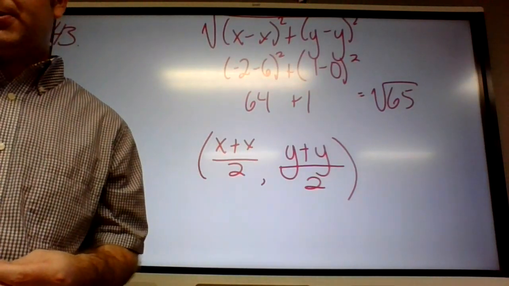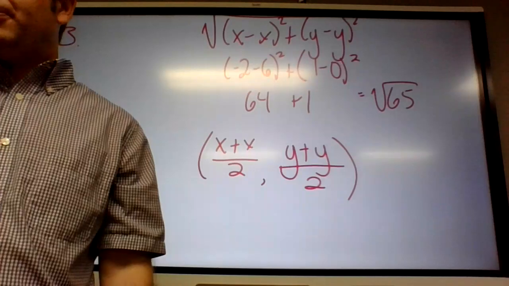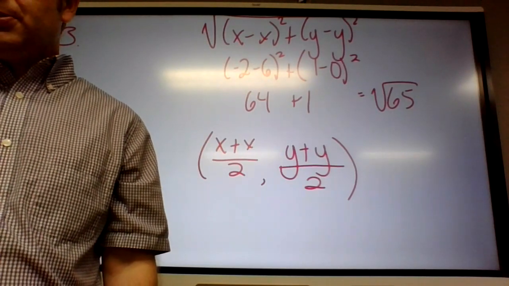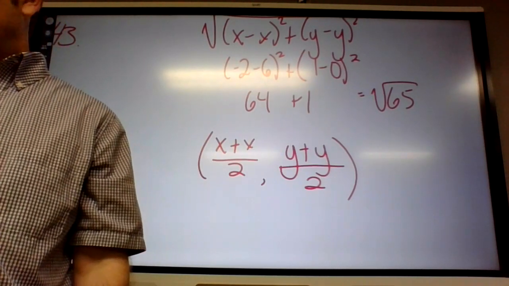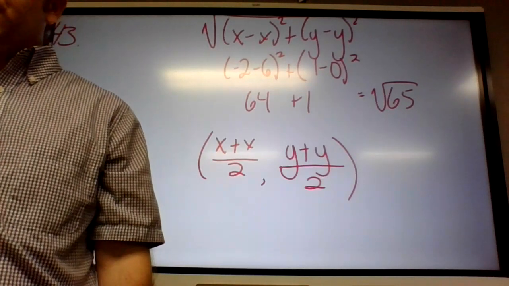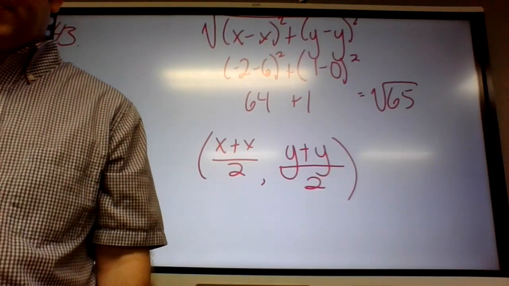For 44, it says the coordinates of V. So 44 is pretty much the same thing, since now we know that S is 2 from number 43. They just want you to find the midpoint between (2, 4) and (6, 0). So 44 would be the same thing.